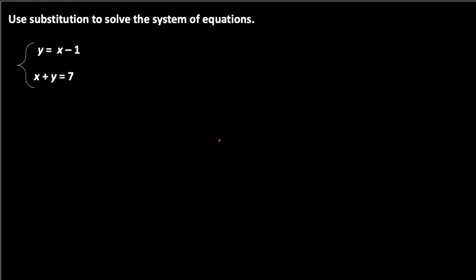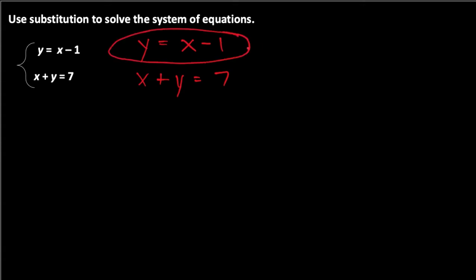So now here we have an example of using substitution to solve systems of linear equations. My first step is I'm going to go ahead and rewrite this equation as y is equal to x minus 1 and x plus y is equal to 7. Since our first equation has already been solved for one variable, which is y, we can simply plug this value into our second equation to solve for x. So now we have x plus x minus 1 is equal to 7.